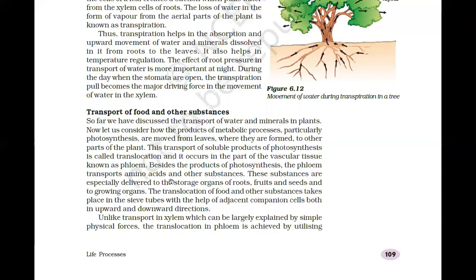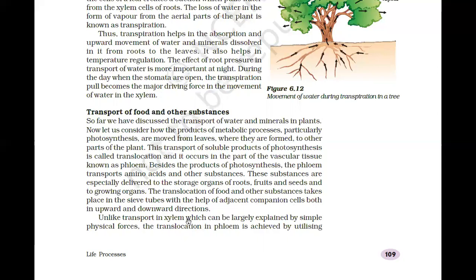These substances are especially delivered to the storage organs of roots, fruits, and seeds and to growing organs. The translocation of food and other substances takes place in the sieve tubes with the help of adjacent companion cells, both in upward and downward directions.